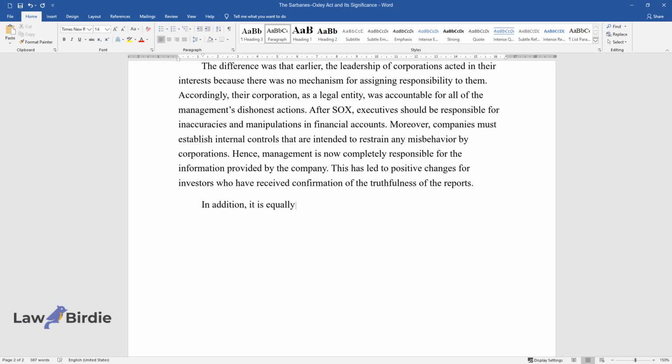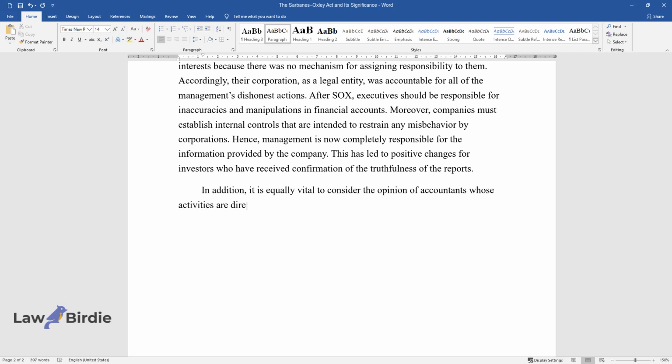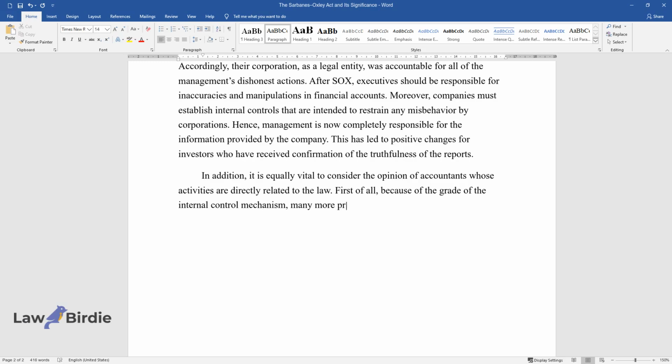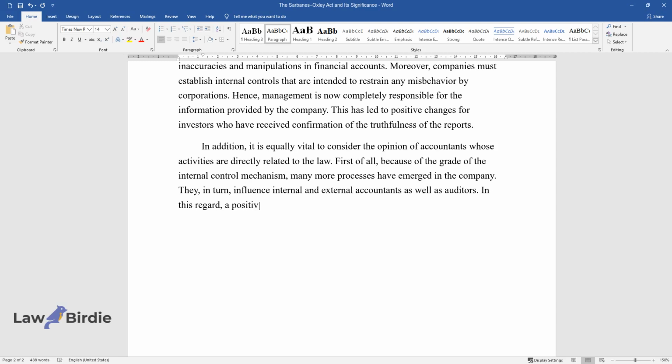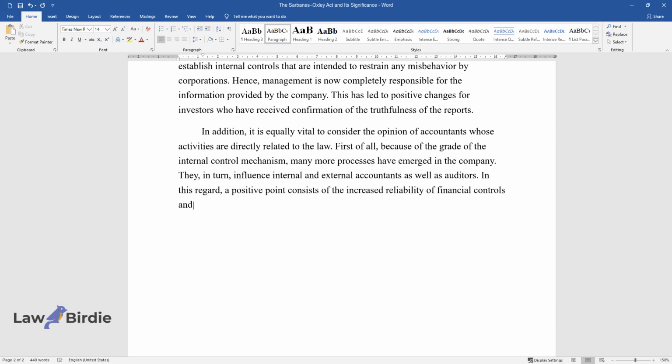In addition, it is equally vital to consider the opinion of accountants whose activities are directly related to the law. First of all, because of the grade of the internal control mechanism, many more processes have emerged in the company. They, in turn, influence internal and external accountants as well as auditors. In this regard, a positive point consists of the increased reliability of financial controls and a well-organized inner structure.